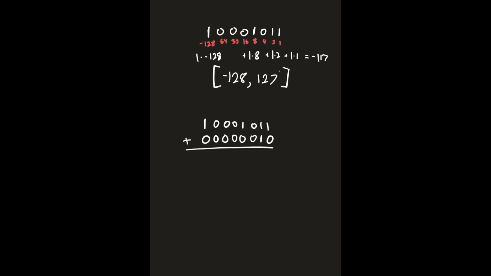Alright, so let's add them together. And looks like we get negative 128. This is the 8th place, 4th place. This is the 1st place. Add them all up, and it looks like you do get negative 115. And now, since we can add positive and negative numbers together, we basically invented subtraction.